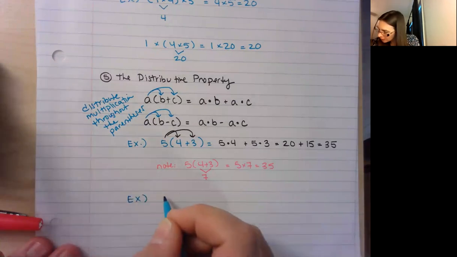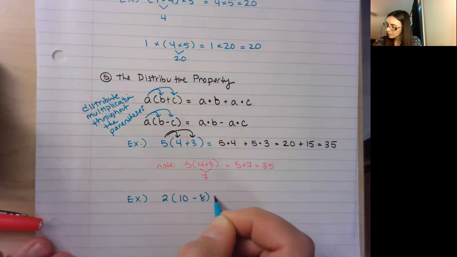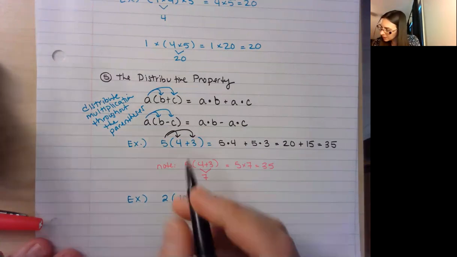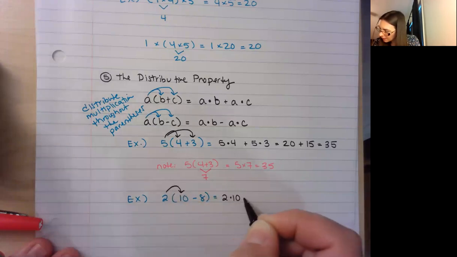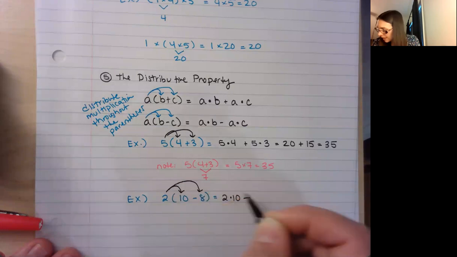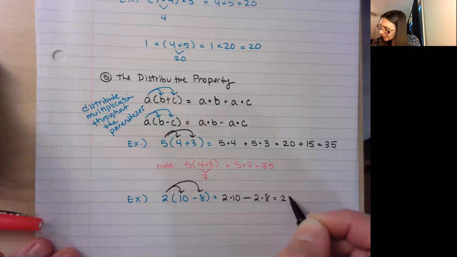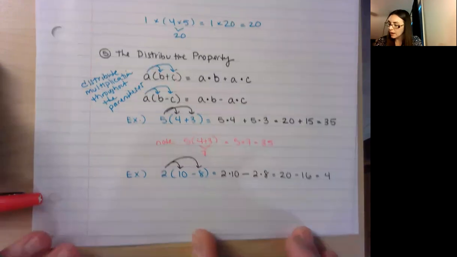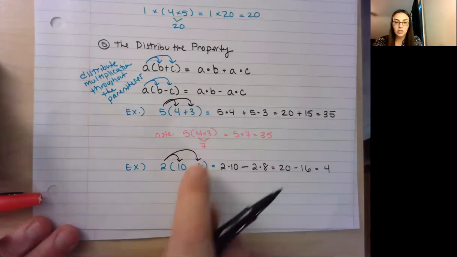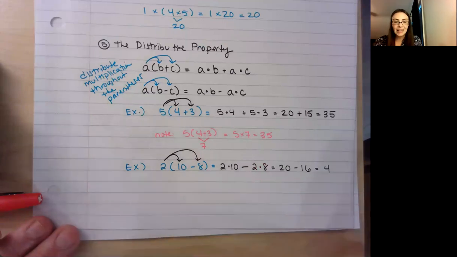Okay. So 2, 10 minus 8. So I can do 2 times 10 minus, and then 2 times 8. Now we multiply first. 2 times 10 is 20. 2 times 8 is 16, and I get 4 for my answer. Now notice if I did it the other way, 10 minus 8 is 2, and then 2 times 2 is still 4. So you get the same answer.